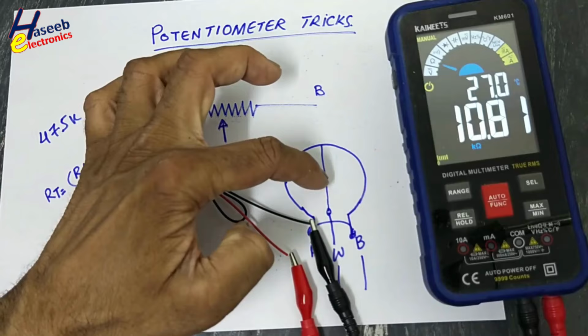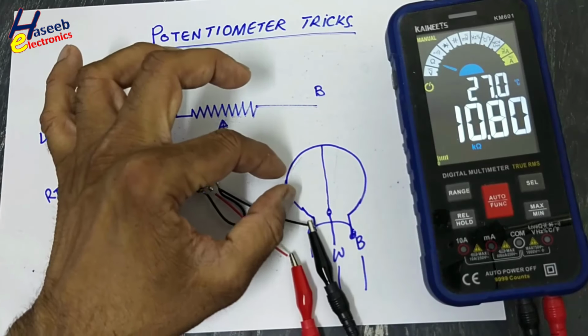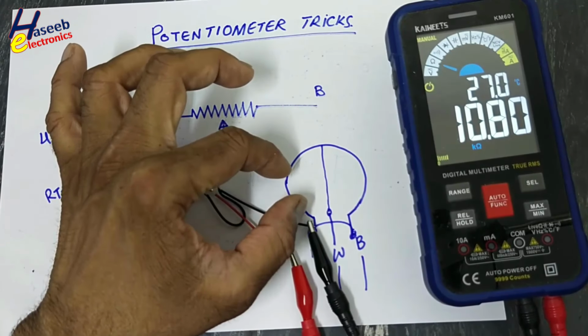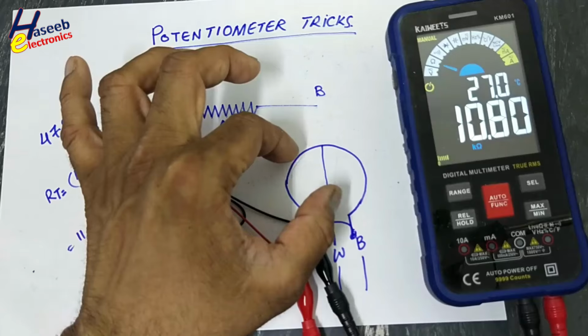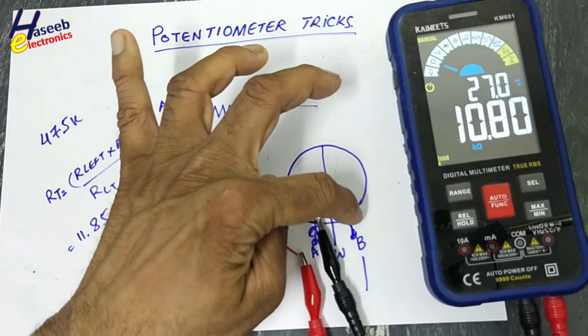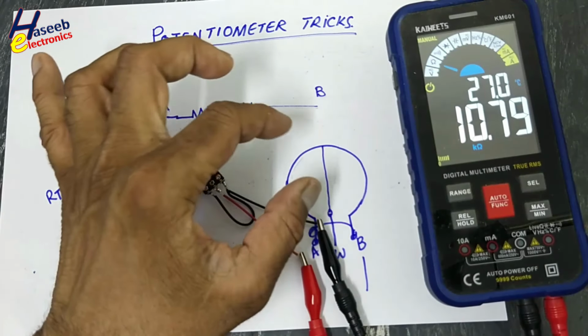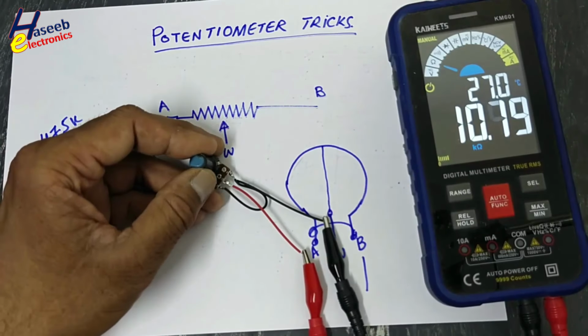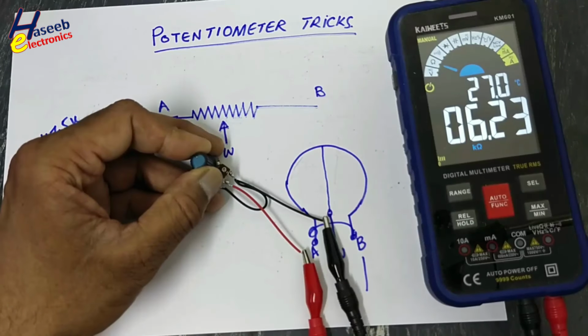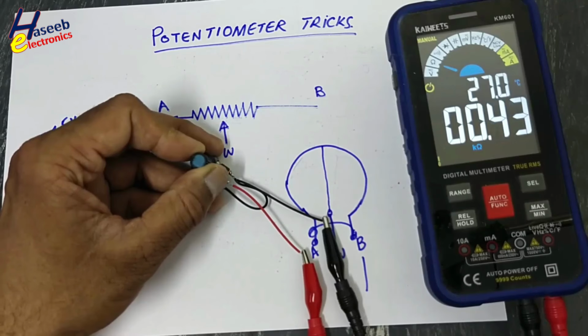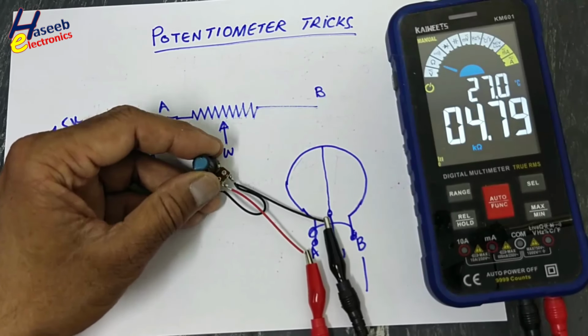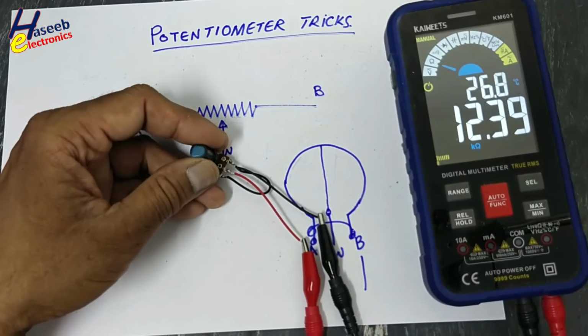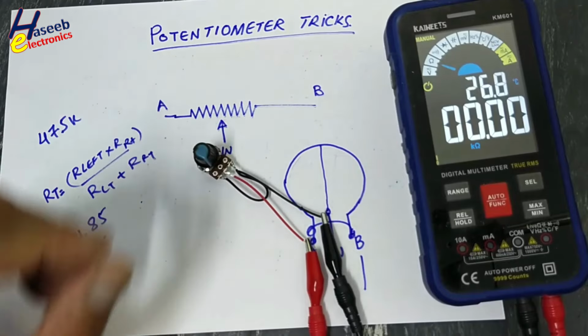But when the slider is moving in this portion, this low value resistance will become parallel to this high value resistor. So both resistors will work in parallel. It is the non-linear behavior of this potentiometer.